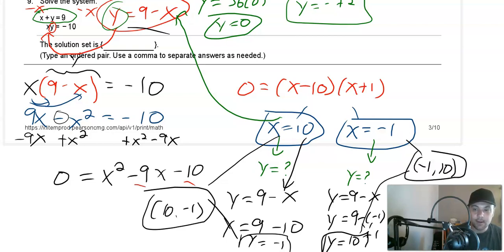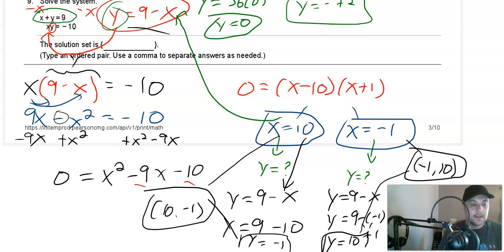Now if you think about it, you're really getting the same answers both times, right? They both have 10 and negative 1, but the difference between these two solutions is which one is x and which one is y, right? So in this case, the x is 10, the y is negative 1. In this case, the x is negative 1 and the y is 10. So that technically counts as two distinct different solutions, even though it's really the same numbers both times.